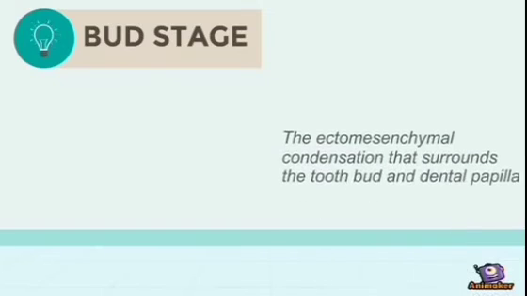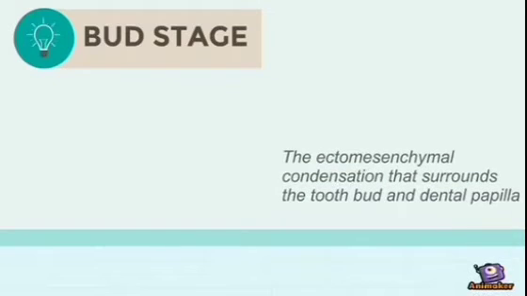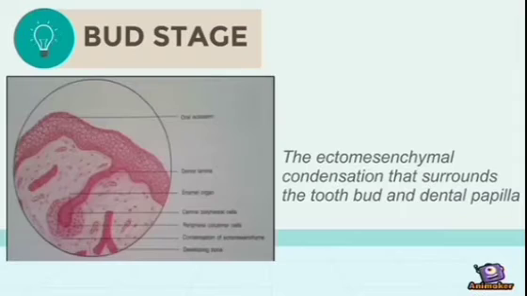The area of condensation immediately below the enamel organ is the dental papilla. The ectomesenchymal condensation that surrounds the tooth bud and dental papilla is the tooth sac.